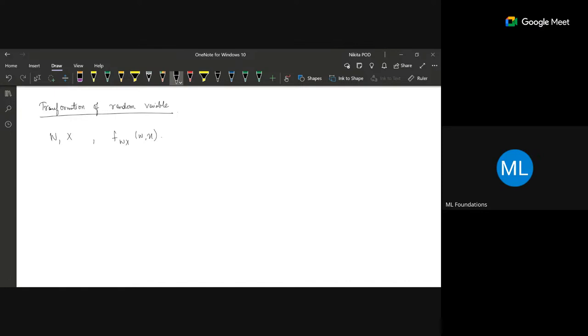And now what you want is, let's say we define some function of W and X. So define, let's say Y, which is a function of W and X. And let's define another random variable Z, which is another function of W and X. Let's write it as G1, G2. And here G1 and G2 are invertible.